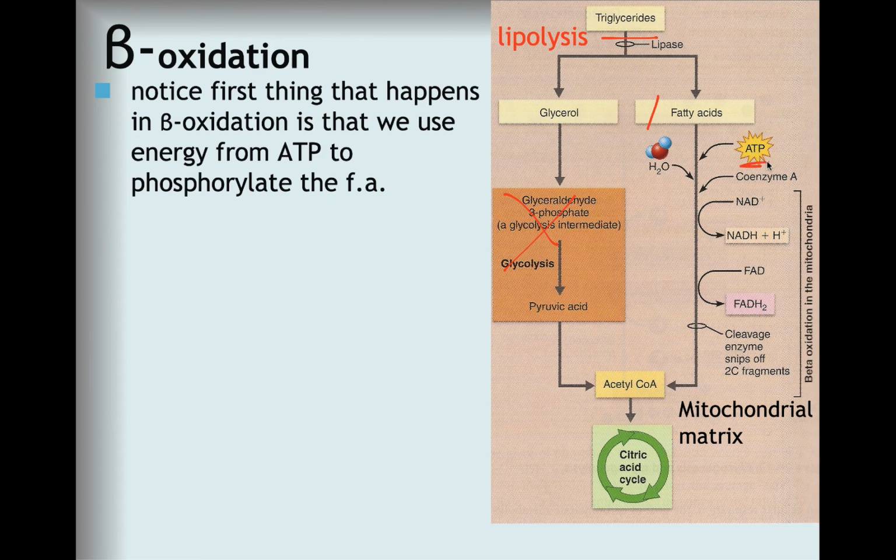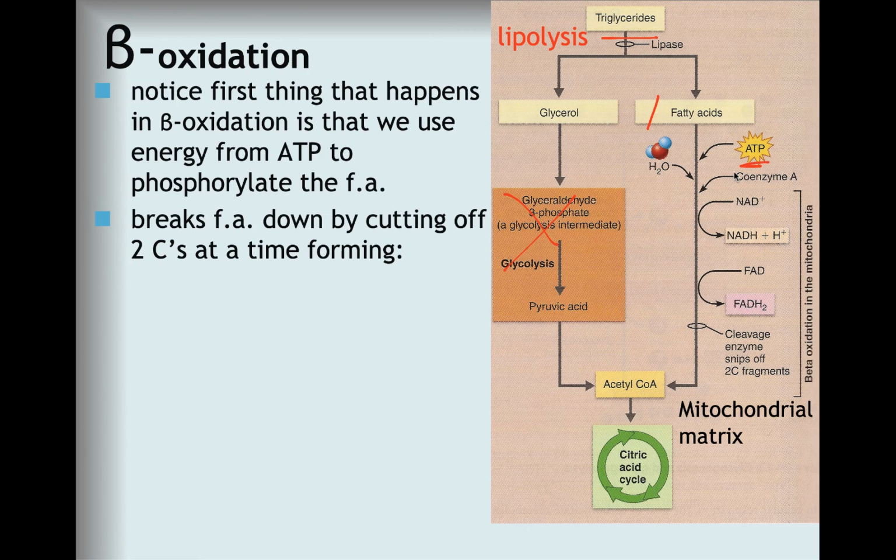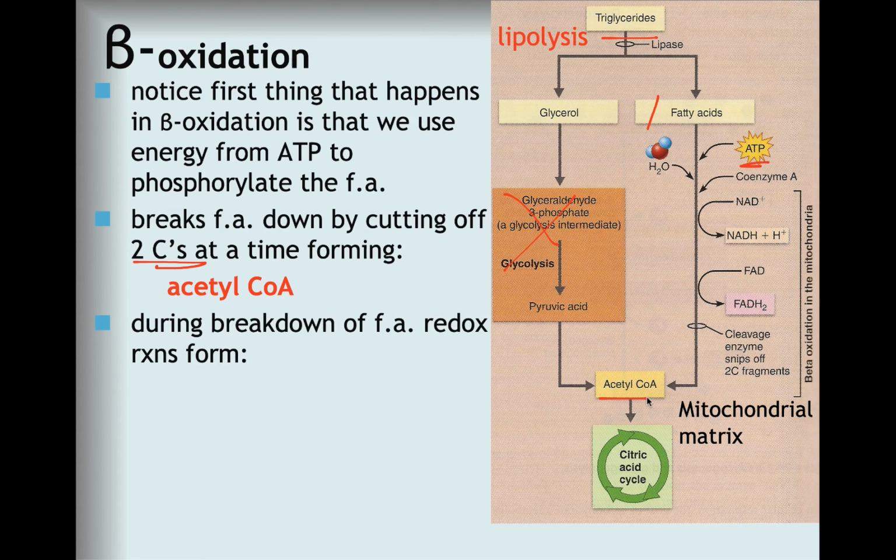Well, look what happens right over here. We're using ATP. What we're going to do is activate the fatty acid, just like we did the glucose. Remember, we went from glucose to glucose 6-phosphate. We activated it. We're doing the same thing here. Then we're going to take that fatty acid and break it down by cutting off 2 carbons at a time, forming what? Well, look right there. We're going to form acetyl-CoA. The other thing that you'll notice is that as we go through the reactions, they actually have them backwards here. The first redox reaction will reduce FAD to FADH2, and then the next will reduce NAD to NADH.